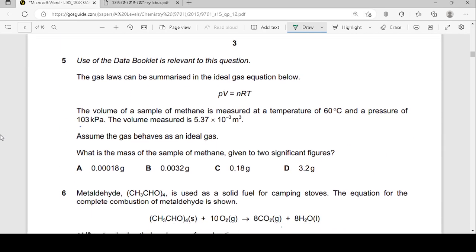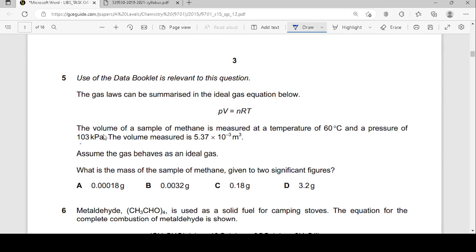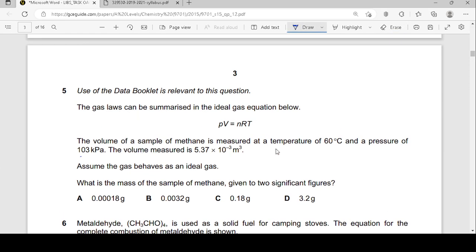Next question. Use the data book that is relevant to this question. The gas law is summarized in the ideal gas equation below, PV equals nRT. Oh my god, this beautiful equation that's so useful and simplifies life so much. What if a sample of methane is measured at a temperature of 60 degrees Celsius? For the equation, we're supposed to convert it into kelvins, so that's going to be 60 plus 273, which is 333 kelvins. And pressure of 103 kilopascals. Again, we're supposed to convert it to pascals, so 103 times 1000, which is obviously 103,000 pascals. The volume measured is 5.3 × 10⁻³ cubic meters, which is already in cubic meters, so no need to convert it. Now, assume the gas behaves as an ideal gas. That's one of my favorite assumptions.